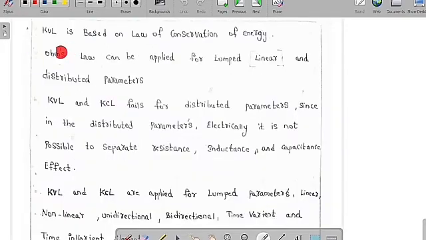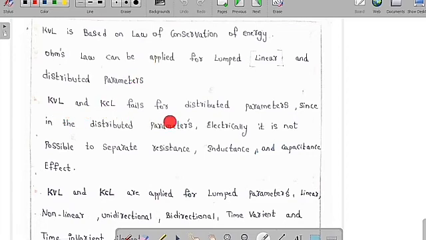KVL is based on the law of conservation of energy, whereas KCL is based on the law of conservation of charge. Ohm's law can be applied for lumped, linear and distributed parameters. We can apply Ohm's law for both linear and distributed, because I have already told you J is equal to sigma E, that we apply for the distributed, but for the lumped we use V is equal to IR.